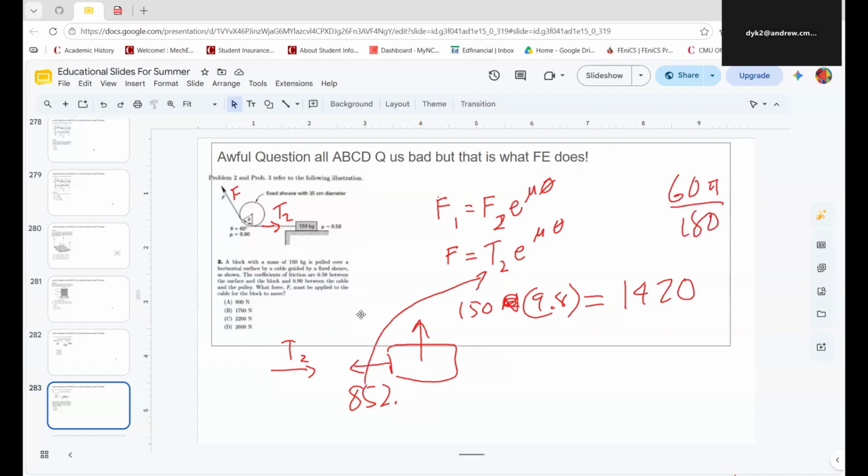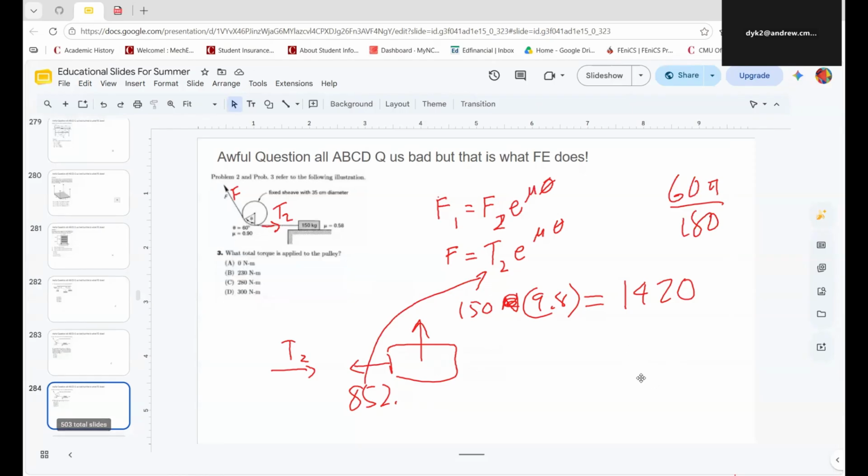So division, 60 pi over 180 equals pi over 3. So 1.0472. So E, where's E in this equation? And that is e to the 1.0471955 multiplied by mu, which is 0.9, which is now 2188, which I'm going to round up to C. So C. Yeah, I think that is correct. Can we move on now?